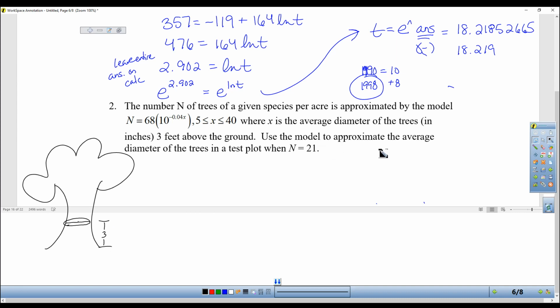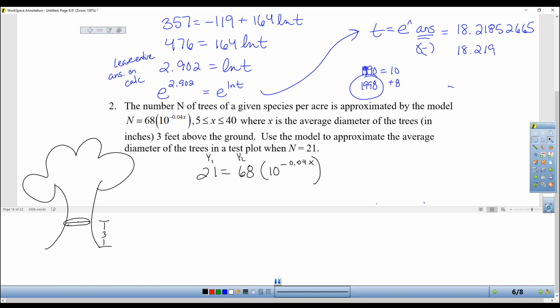Use the model to approximate the average diameter of the trees in a test plot where n is equal to 21. So again, we're doing these problems backwards. They're telling you n is 21, and they just pretty much want to know if you can solve this. Can you do it on your calculator? Absolutely. So you're going to want to pick a window between 5 and 40 and make this your y1 and this your y2, and look to see where they intersect.